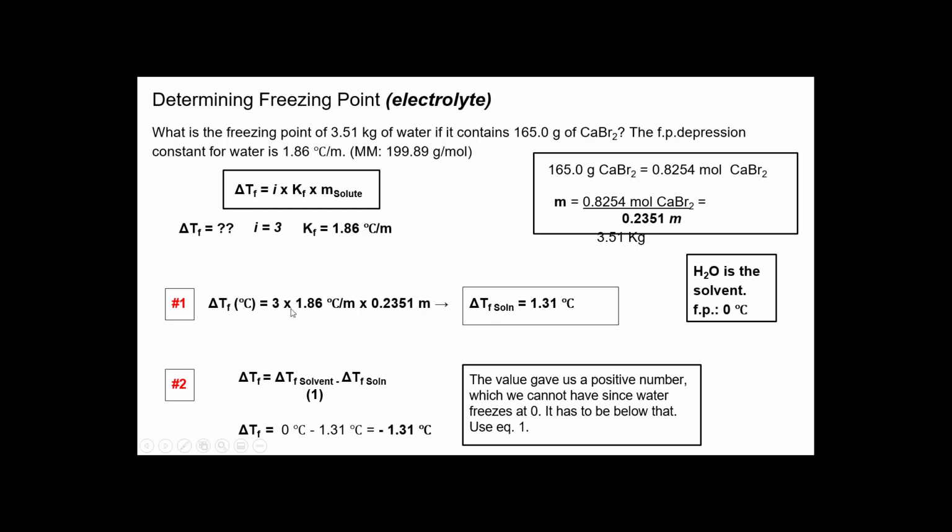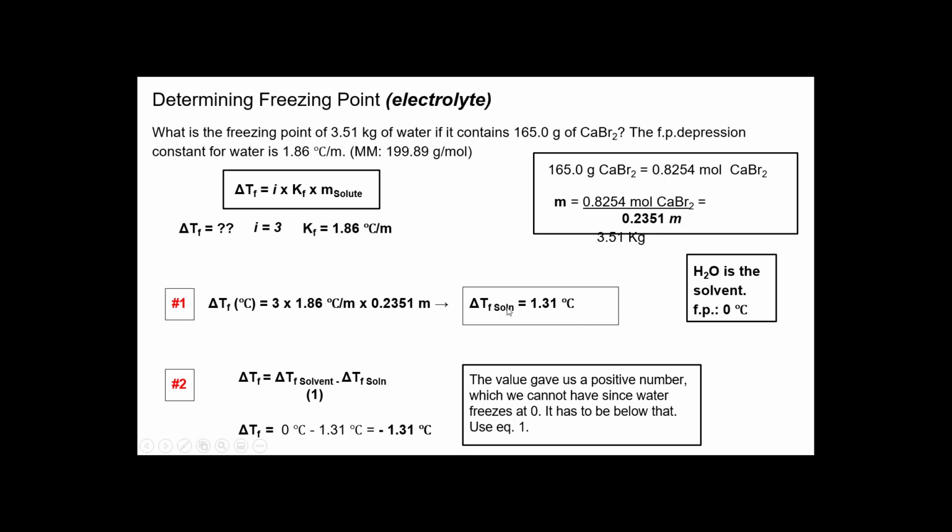So the delta T we don't know. We have a 3 for the i. We have the Kf, which is 1.86. And then we have the molality of this. So we're going to work this out. And when we work this out, it gives us a delta T of 1.31 is the difference in temperature for the solution.